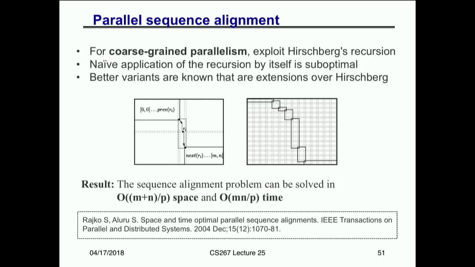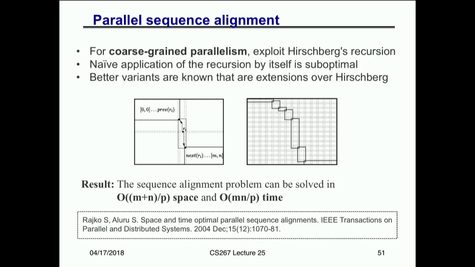Hirschberg's recursion is exploited. The naive application of that recursion doesn't actually give you optimal parallel performance. You get a lot of terms that are not divided by p, so they become bottlenecks eventually. But an extension of those ideas, actually several extensions by several different authors, will eventually get you to an algorithm that uses the optimal m times n over p space and m times n over p time. Unfortunately, these are sufficiently complicated that unless you have to implement them, knowing they exist is probably enough for your purposes, unless you're going to invent a new algorithm.